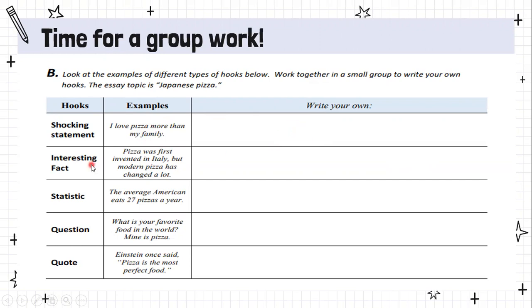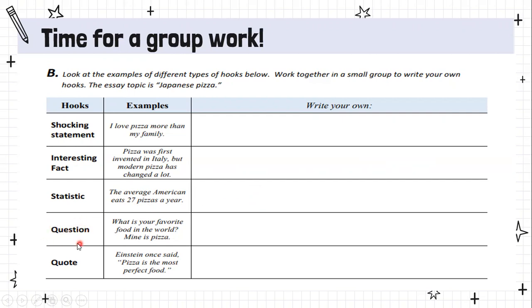Second, an interesting fact. Pizza was first invented in Italy, but modern pizza has changed a lot. That's an interesting fact. Write your own interesting fact as a hook. Then statistic. The average American eats 27 pizzas a year. That's also interesting. These are statistics, percentages, numbers. Find your own. You can use Google to find an interesting statistic.